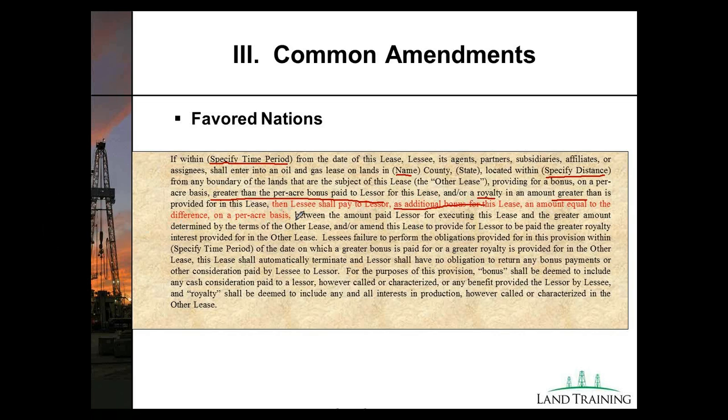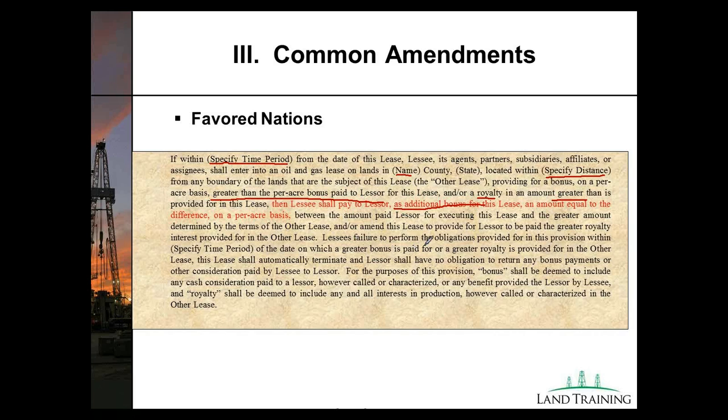So what they're saying is, lessor, if we give someone else a higher royalty or a higher bonus, we're going to come back and make you whole so that you can tell all your neighbors and friends, I know I got the best deal because I had this clause in there. And/or amend this lease to provide for lessor to be paid the greater royalty. So that means you're also going to amend the lease to make sure the greater amount is in there. Greater royalty interest provided for in the other lease.